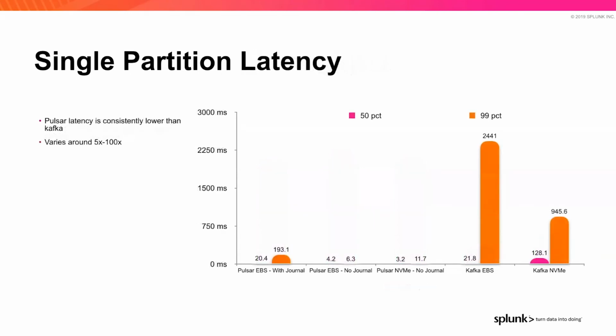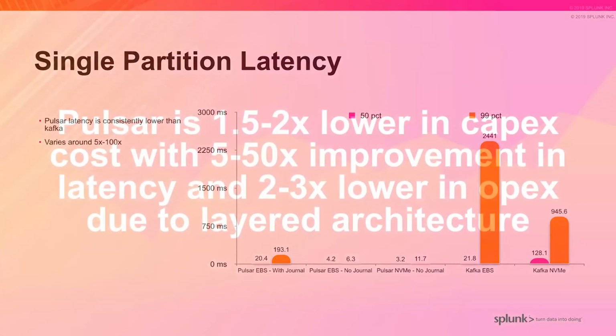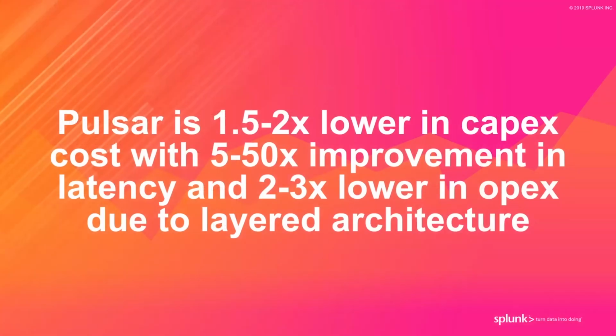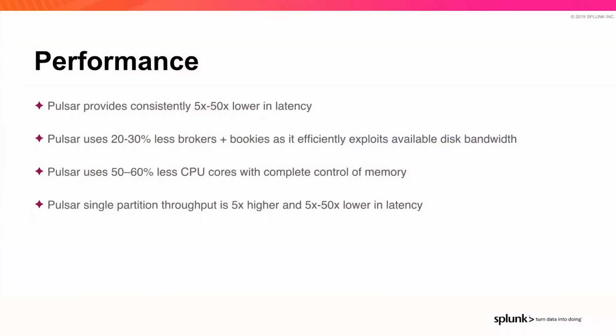Single partition latency, as he said, the latency is consistently 5x to 100x better, even for a single partition, as we saw in the earlier experiments. So the summary: Pulsar is 1.5x to 2x lower in capex cost with 5 to 50x improvement in latency and 2 to 3x lower in opex due to the layered architecture. So this is again the summary of the performance, whatever we did.